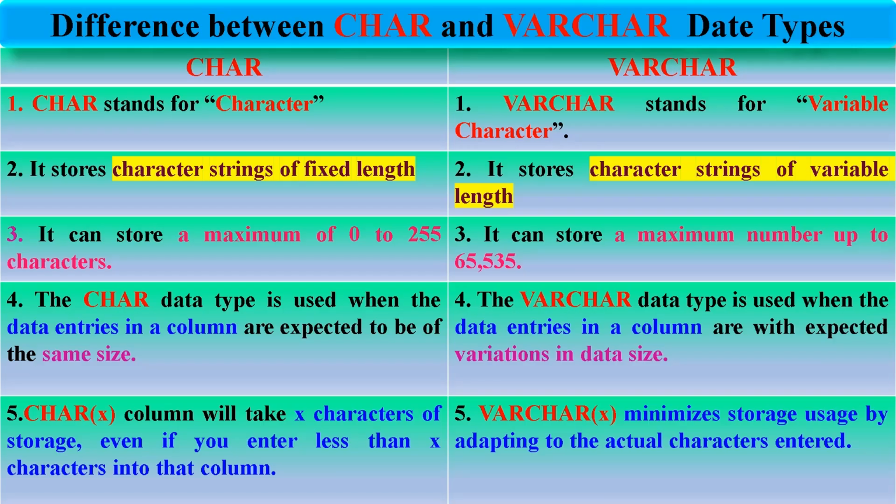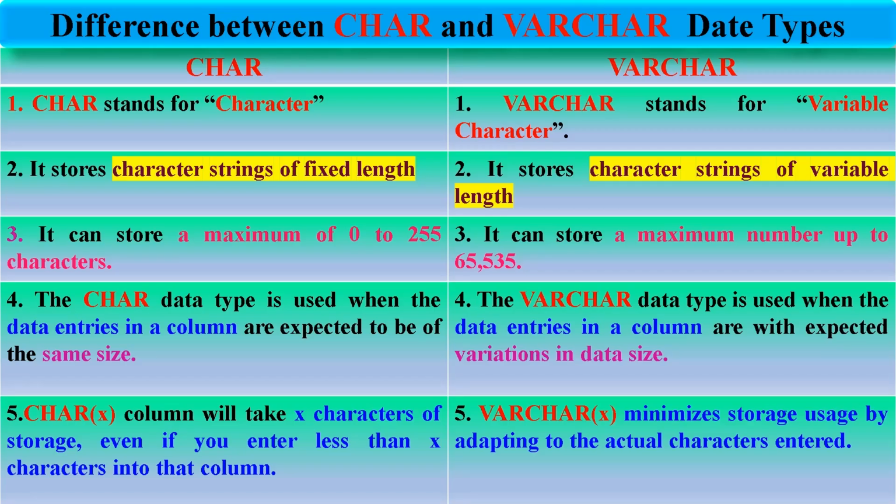The char and varchar types are similar, but differ in the way they are stored and retrieved. They also differ in maximum length and in whether trailing spaces are retained. Let's see the difference between char and varchar data types. First point. Char stands for character whereas varchar stands for variable character. Second point, char stores character strings of fixed length, whereas varchar stores character strings of variable length.